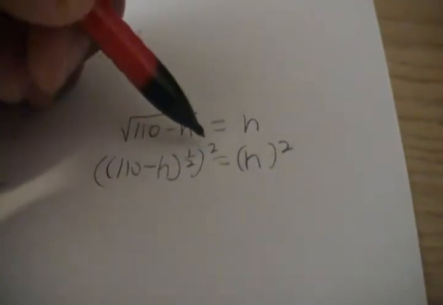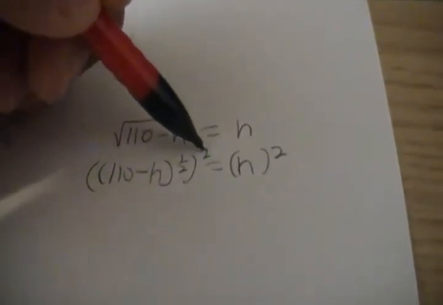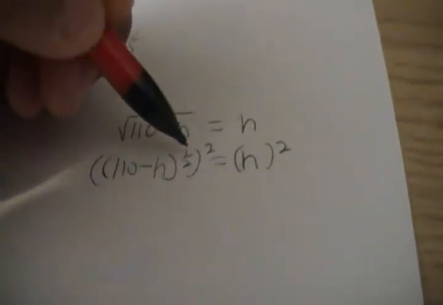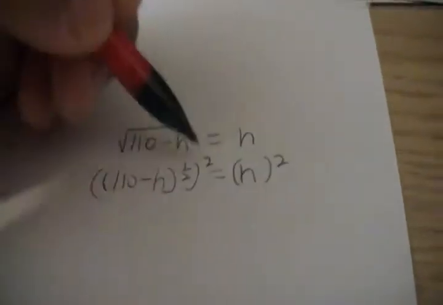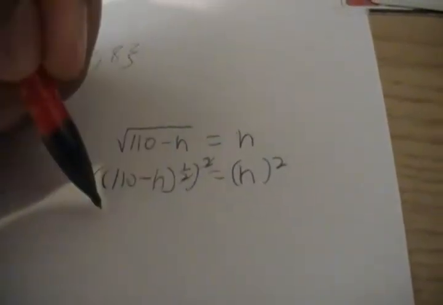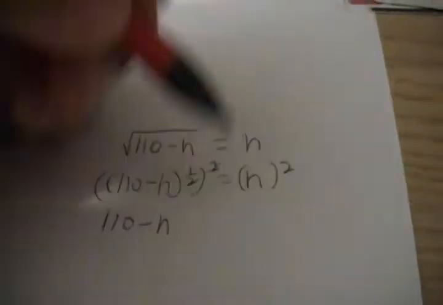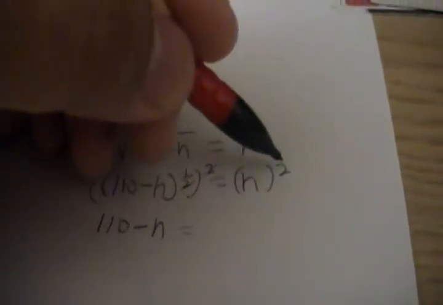So what happens in exponents is, when you square both sides, you're multiplying 2 times 1/2. So 2 times 1/2 is really just equal to 1 because the 2's cancel out. So on the left side, you're just going to get 110 minus n. Easy enough. And n squared is n squared. Simple.